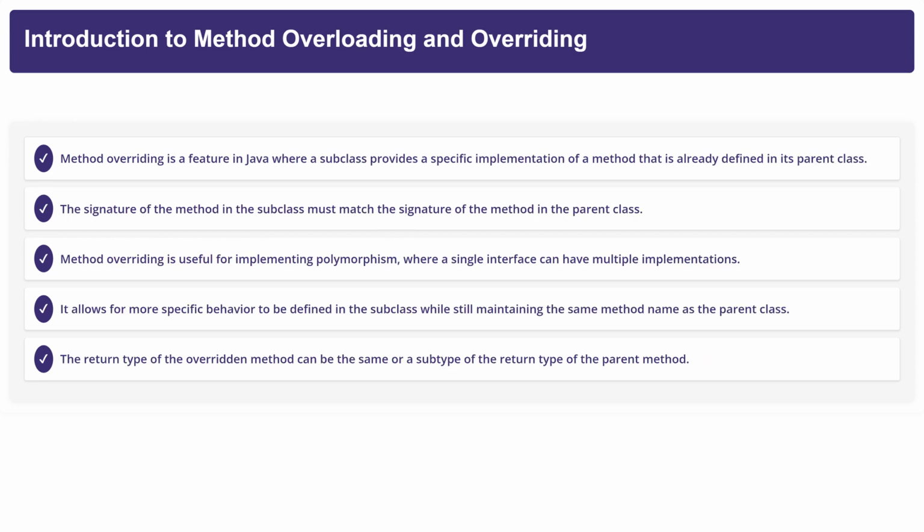Method overriding is a feature in Java where a subclass provides a specific implementation of a method that is already defined in its parent class. The signature of the method in the subclass must match the signature of the method in the parent class. Method overriding is useful for implementing polymorphism, where a single interface can have multiple implementations. It allows for more specific behavior to be defined in the subclass while still maintaining the same method name as the parent class. The return type of the overridden method can be the same or a subtype of the return type of the parent method.